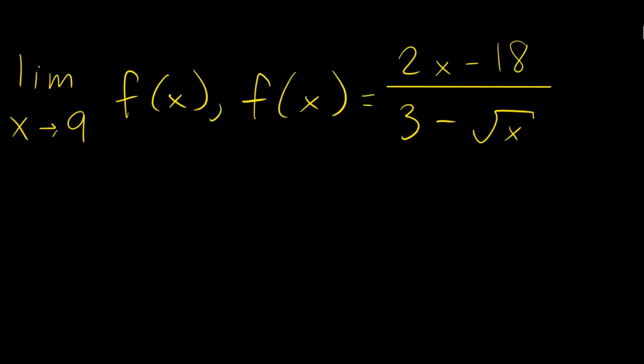Okay, so here we have a rather radical example of a limit. So we have the limit as x approaches 9 of f of x, where f of x is defined to be 2x minus 18, all that divided by 3 minus the square root of x.